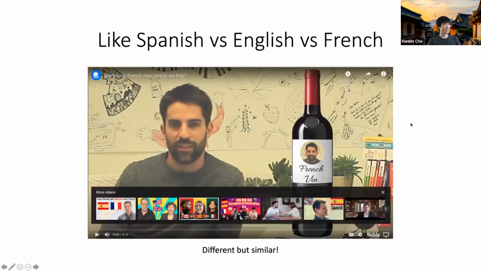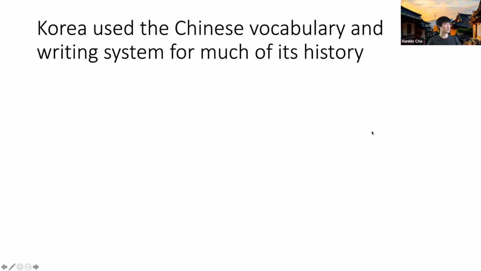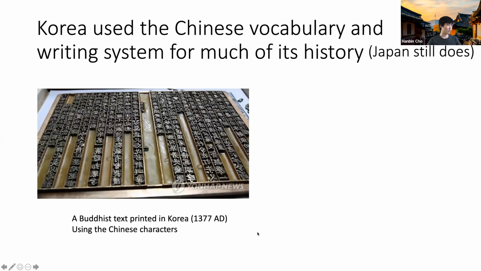So yeah. Hola. So Korea used the Chinese vocabulary and writing system for much of its history, as if one of the Romance language countries would have used Latin for official documents. Japan still heavily relies on Chinese writing system for their everyday documents, but Korean has moved on to their phonetic system. If you look at one of the medieval prints that was produced in Korea back in the day, it was completely in the Chinese characters.